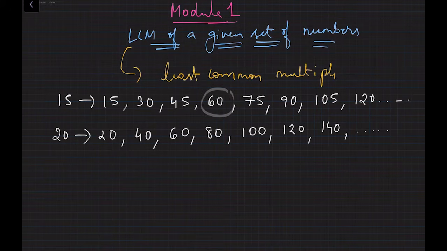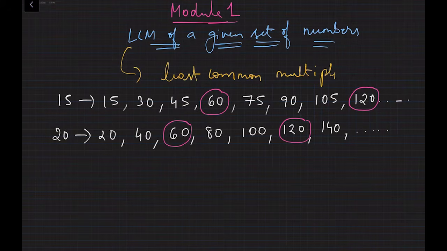60 is a multiple of 15 as well as the number 20 because 60 can be written as 15 into 4 and the same number 60 can be written as 20 into 3. Therefore 60 is a common multiple of 15 and 20. So let us circle 60. Next, 75 is a multiple of 15 but it is not a multiple of 20. 90 is a multiple of 15 but not 20. 105 is a multiple of 15 but not 20. 120 is a multiple of 15 as well as the number 20 because 120 can be written as 20 into 6 and the same number 120 can be written as 15 into 8. Therefore 120 is also a common multiple of 15 and 20.